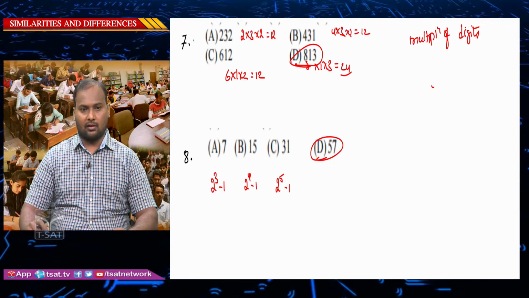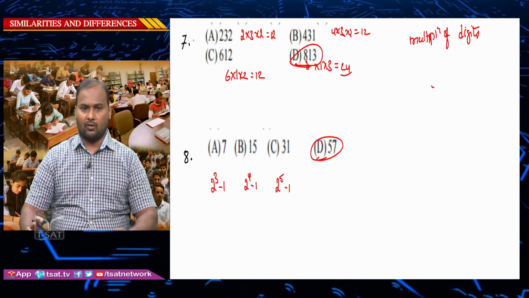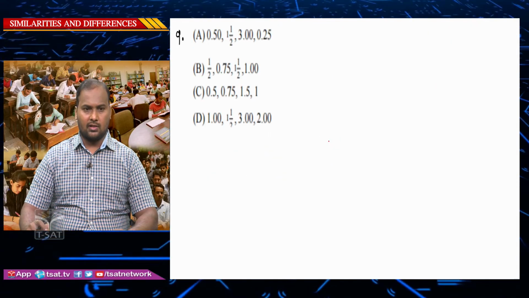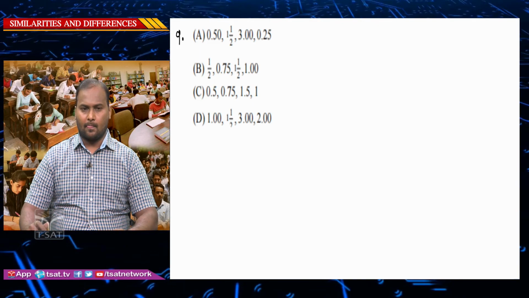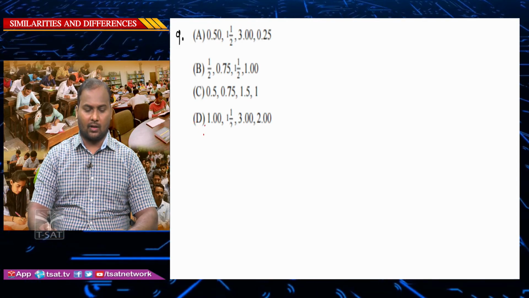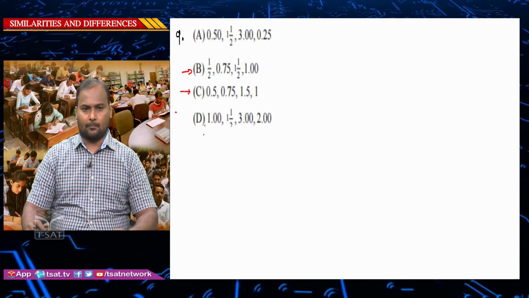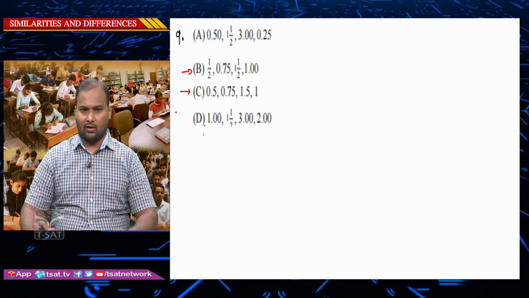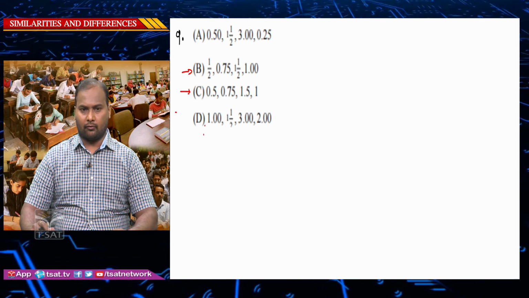So what is the common similar thing here? Everything is 2 power something minus 1. That is the logic here. If you see this question, 0.5, 1.5, 3.25. But if you see the logic here, the 2 options, option B and option C, both are similar. In option B there is half, 0.75, 1.5, 1. In the same way, in option C also there is 0.5, 0.75, 1.5 and 1.